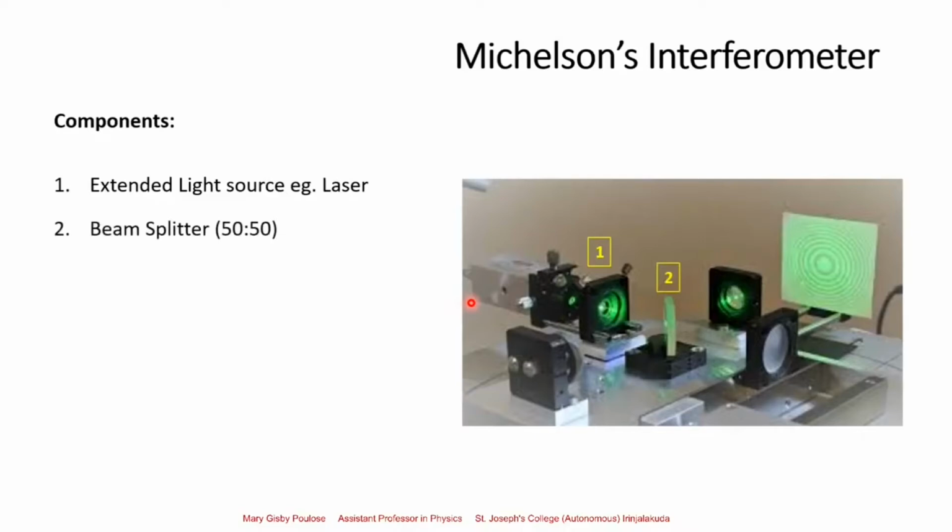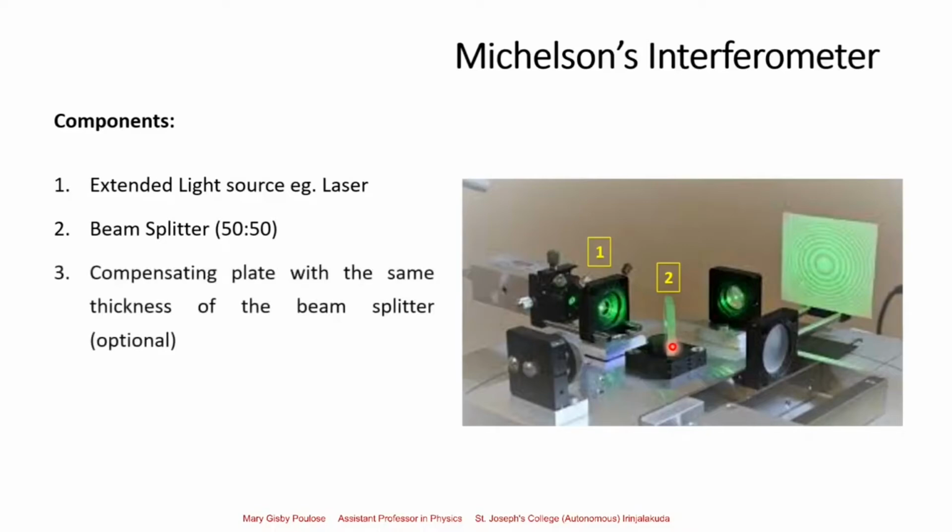Next is a beam splitter in ratio 50:50. That is, light is reflected and transmitted in equal percentages of 50%. Okay, so 50% light is reflected and the other 50% is transmitted. Okay, and here we have this beam splitter. The next component is a compensating plate with the same thickness of the beam splitter. It is a glass plate with the same thickness of that beam splitter, and it is optional. Here in the laboratory setup, we have not used the compensating plate.